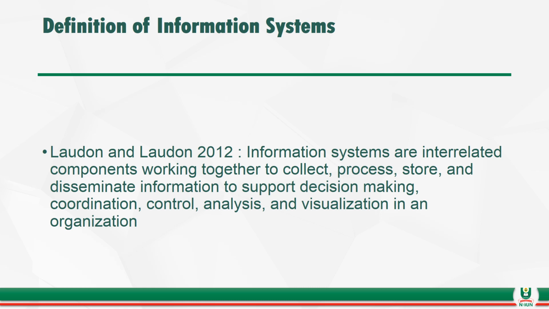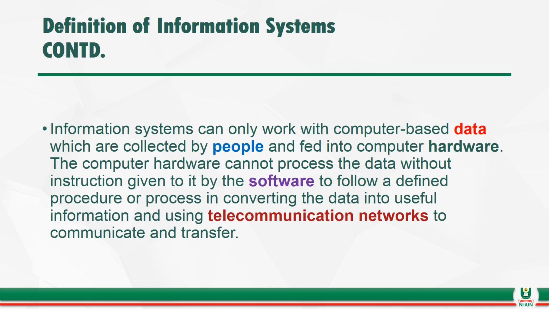So, according to Loudon and Loudon 2012, they defined information system. They said that these are systems that are interrelated components working together to collect, process, store and disseminate information to support decision making, coordination, control, analysis, as well as visualization in an organization.